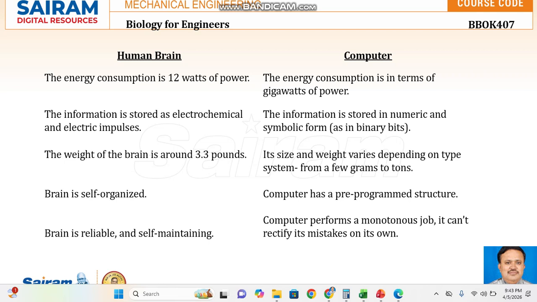The weight of the human brain is around 3.3 pounds, whereas in a computer, the size and weight vary depending on the type of the system, from a few grams to a few tons. The brain is self-organized, but a computer has a pre-programmed structure. The brain is reliable and self-maintaining, whereas a computer is performing a monotonous job. It cannot rectify its mistakes on its own.